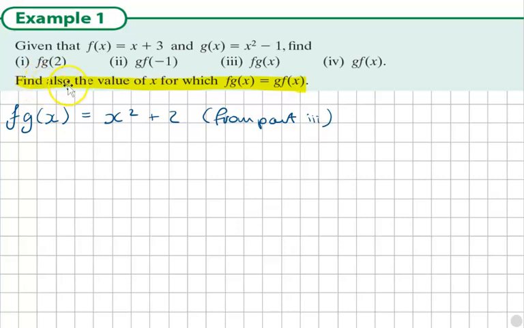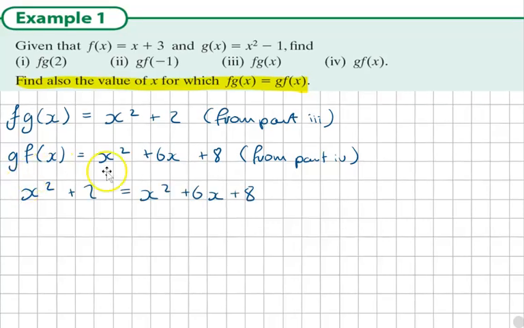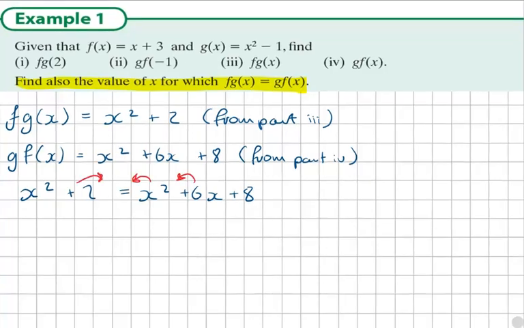Next, we want to find also the value of x for which f after g of x and g after f of x are equal. So f after g of x is equal to x squared plus 2. We worked that out in part 3. G after f of x is equal to x squared plus 6x plus 8. We worked that out in part 4. So we literally just let them equal each other, let them equate, and solve for x.